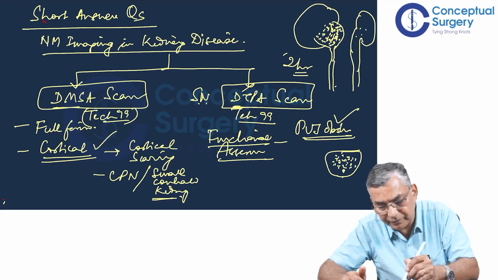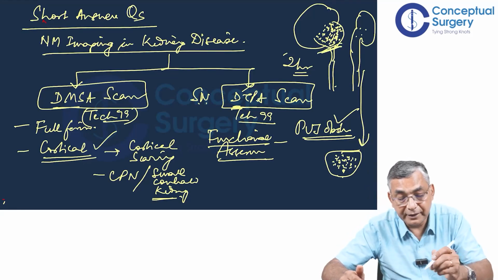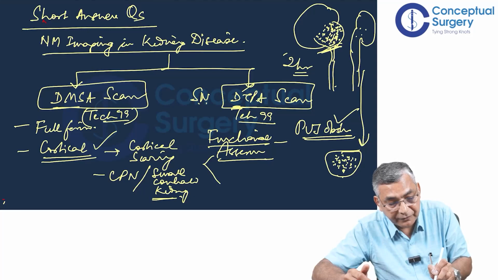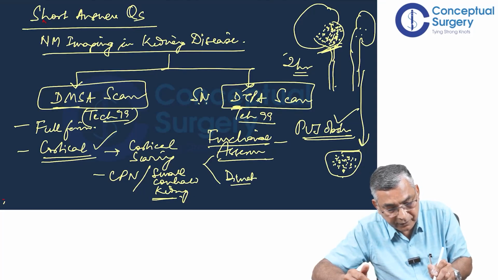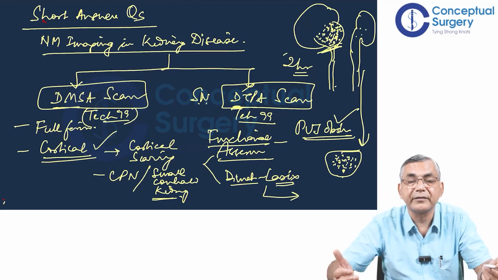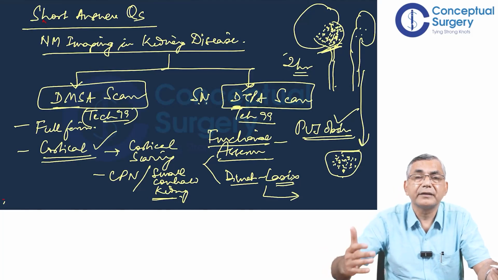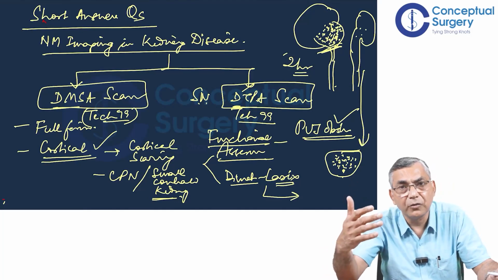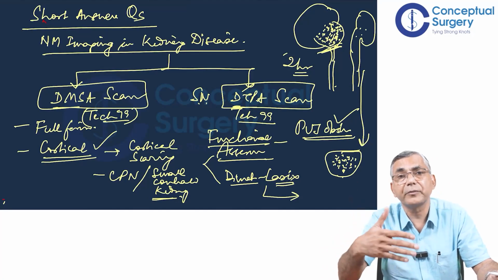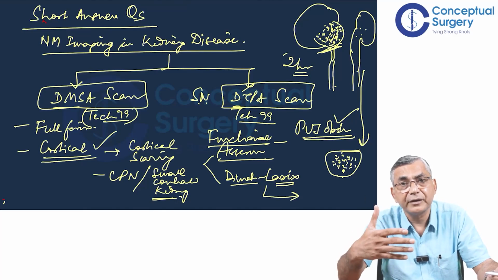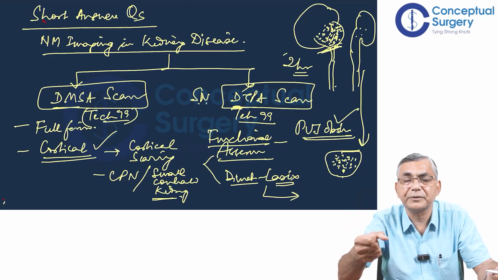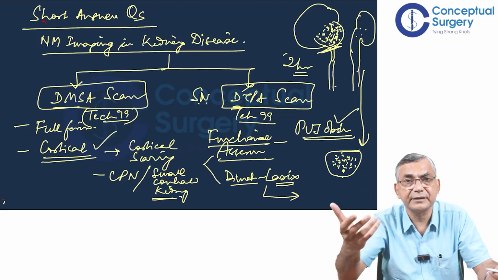Obviously that tracer has come from this side, because this side is already not draining. And then the second part is to give a diuretic agent like Lasix, and then they see whether it clears with the diuretic or not. If it clears with diuretic, then the obstruction is only functional, there is no anatomical blockage. But if it does not clear with diuretic, then there is an anatomical obstruction like a PUJ obstruction and it would need surgical correction.